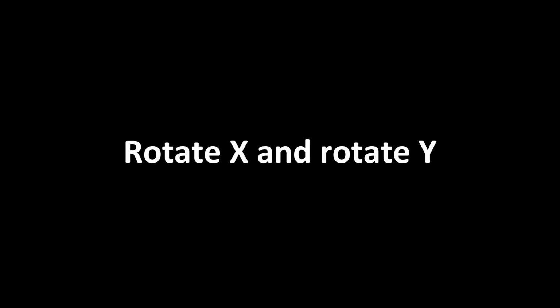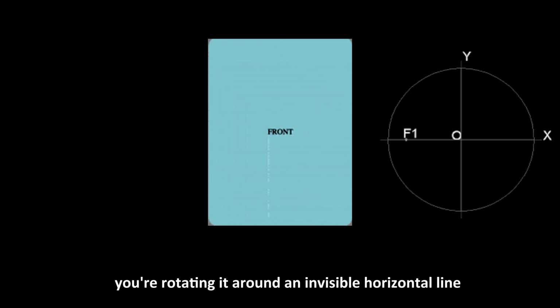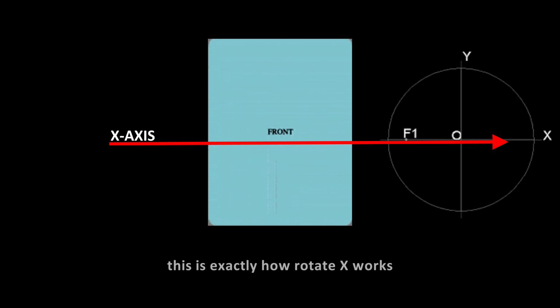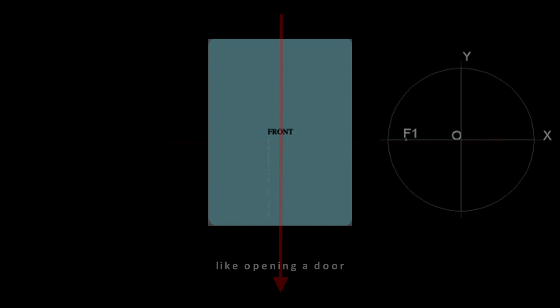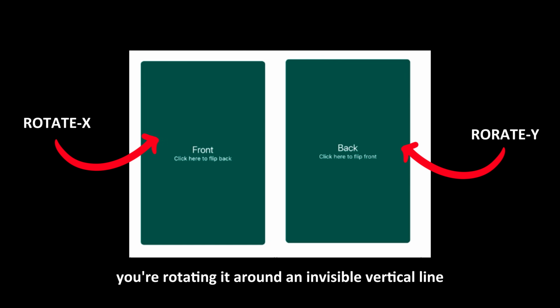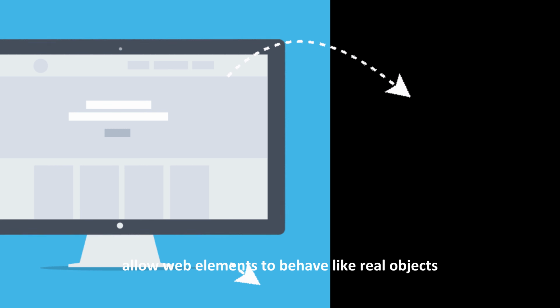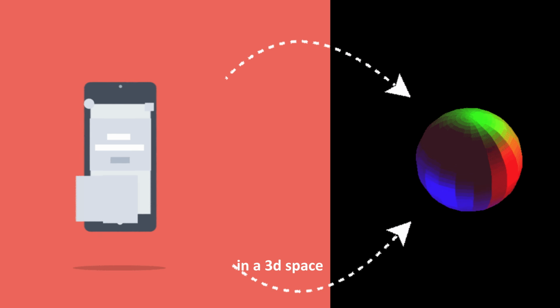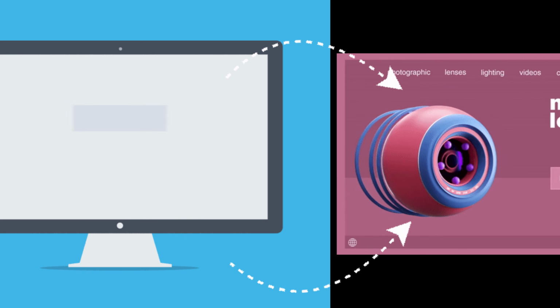Now rotateX and rotateY. If you tilt the card forward or backward, you're rotating it around an invisible horizontal line running through its center. This is exactly how rotateX works. If you turn the card left or right, like opening a door, you're rotating it around an invisible vertical line running through its center. This is how rotateY works. These transforms allow web elements to behave like real objects in a 3D space, creating immersive and interactive user experiences.